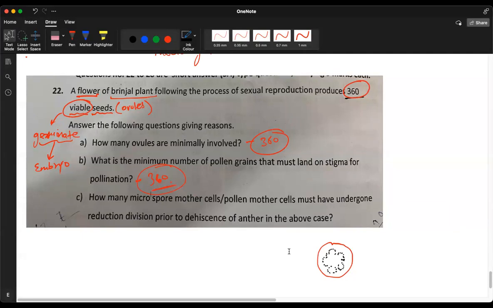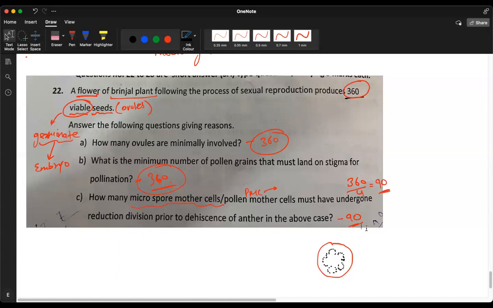If they would have used macrospore mother cell, remember, one macrospore mother cell divides into a tetrad, but only one out of the 4 develops into an ovule. But in case of microspore mother cells, one microspore mother cell, which is called PMC, pollen mother cell, divides meiotically to form a tetrad, and each cell of the tetrad becomes a pollen grain. So in this case, you have 360 pollen grains, so you will do 360 divided by 4. How many microspore mother cells must have undergone reductional division? 90. Exactly. So for this case, the answer is 90.